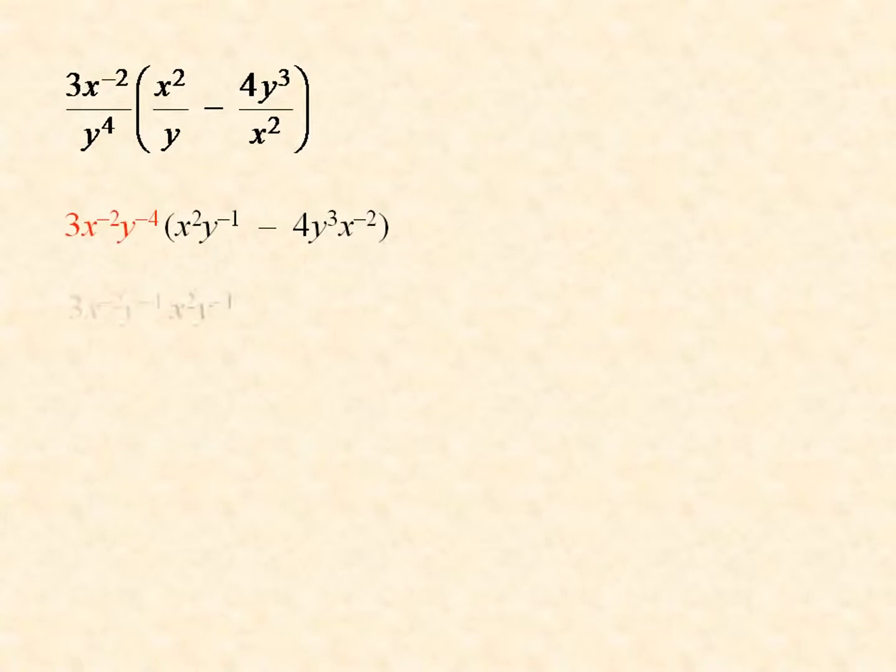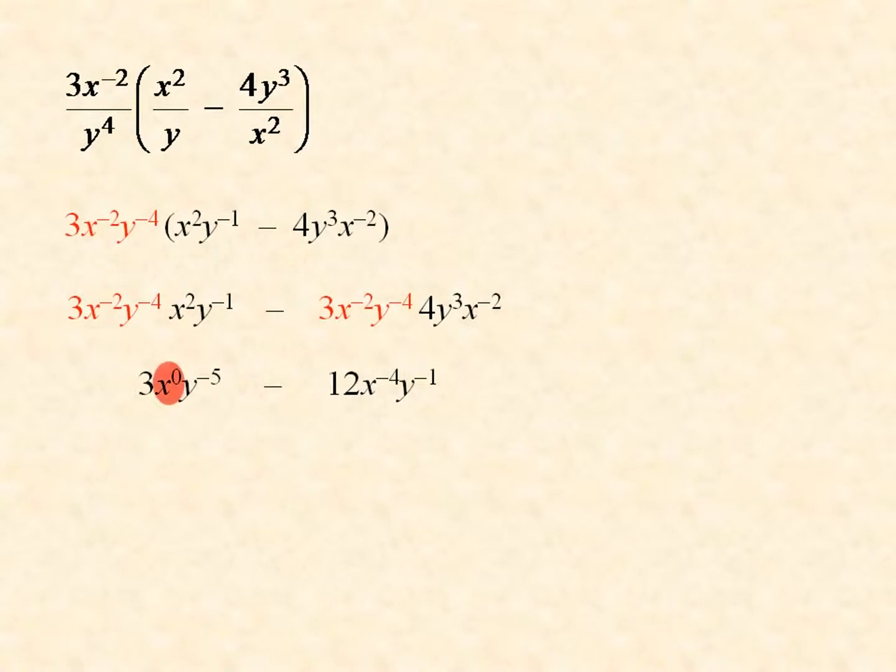Now we distribute. And we have the following. And then we simplify each term by adding exponents. The first term becomes 3x to the 0, y to the negative 5. And then we have minus the second term, 12x to the negative 4. You see x to the negative 2 plus negative 2 is x to the negative 4. y to the negative 1, because we have y to the negative 4 plus 3.